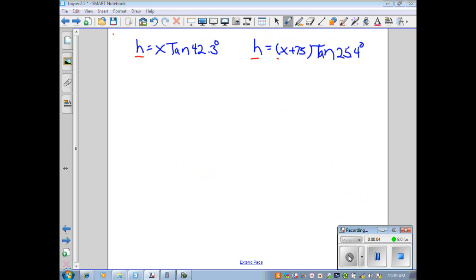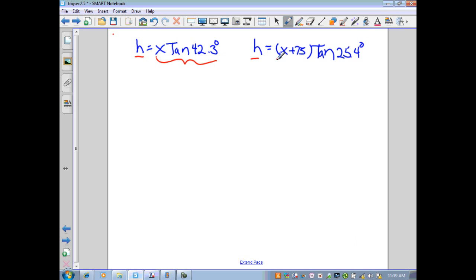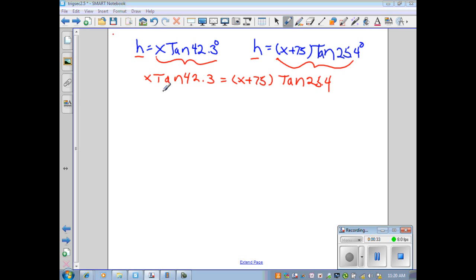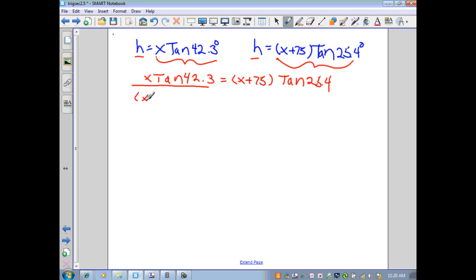I copied the equations from the previous slide here for more room. As you can see, each expression is equal to H. When that occurs, I can create an equation where the expressions are equal to each other, since they're both equal to H. Now that I have the expressions equal to each other in an equation, I can solve for X by getting all my X variables on one side and all my trig ratios on the other side. Let's do this by dividing by X plus 75 and tangent of 42.3 on both sides of the equation.